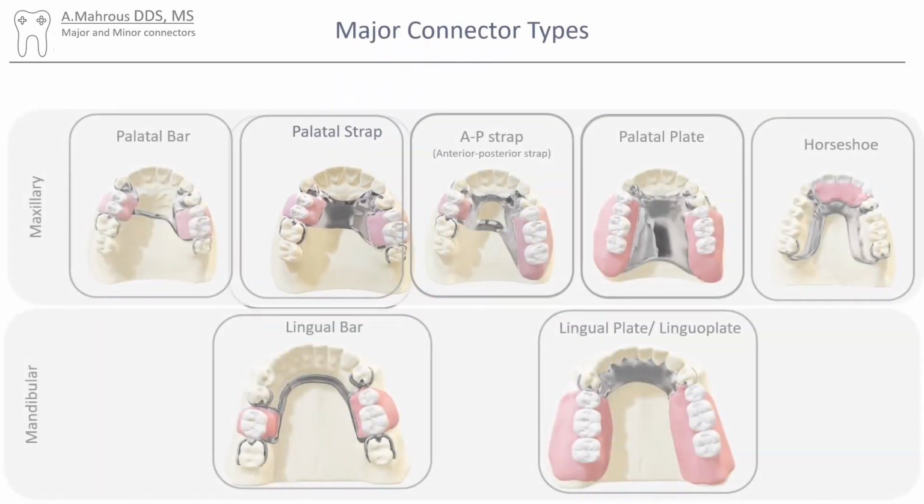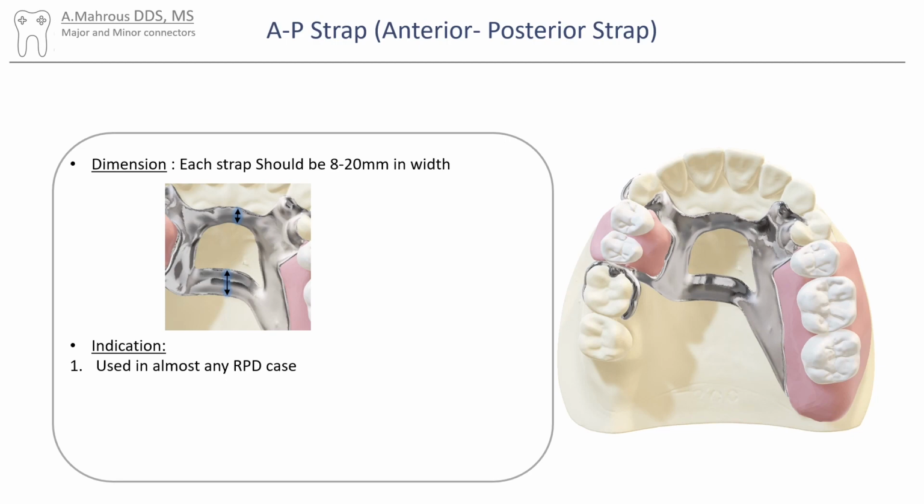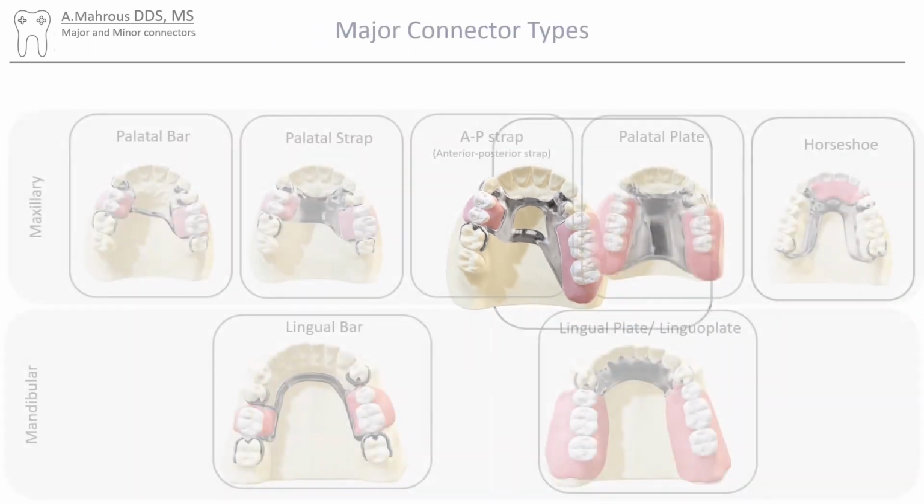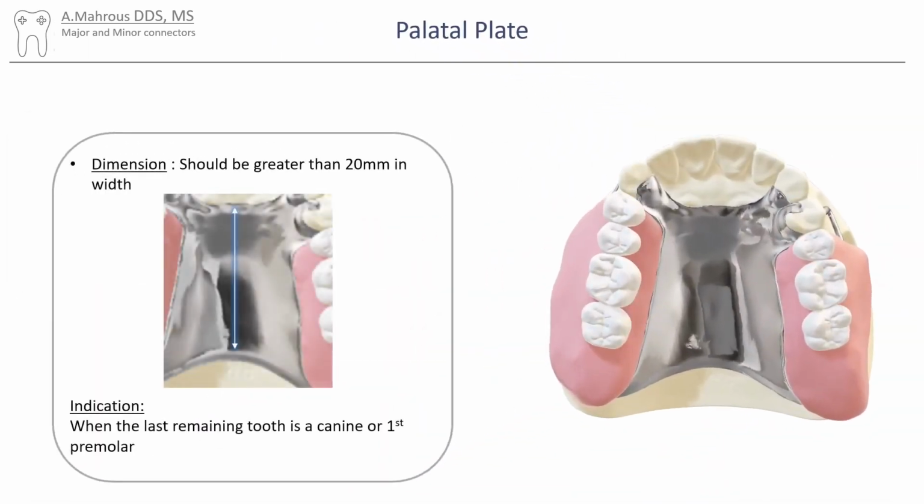Now let's talk about the AP or anterior-posterior strap. This major connector is composed of two individual straps, each about 8 to 20 mm. The AP strap is one of the most widely used major connectors and can be used with the majority of RPD cases. Next up, let's talk about the palatal plate major connector. Palatal plates usually measure more than 20 mm, and are indicated in distal extension cases where the last tooth is a canine or a first premolar.